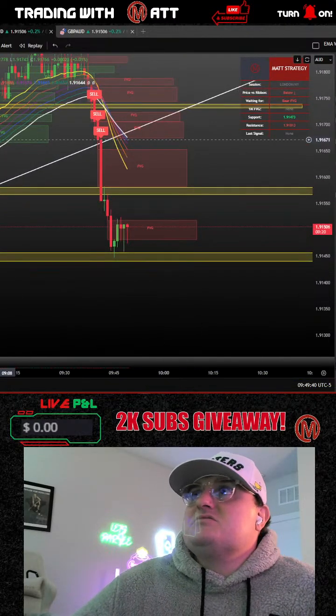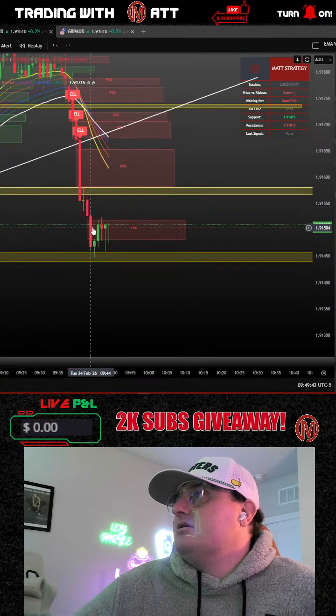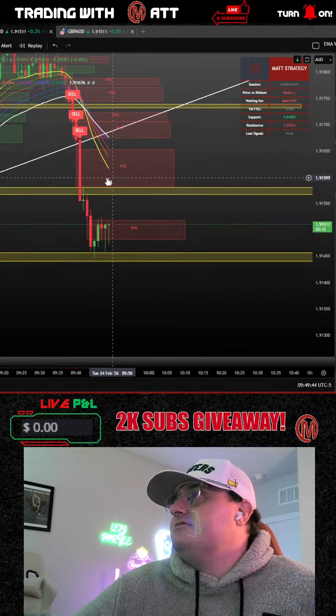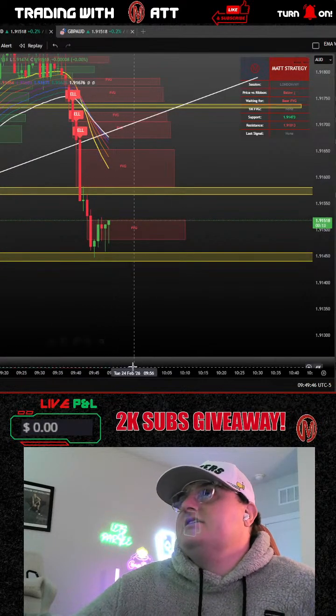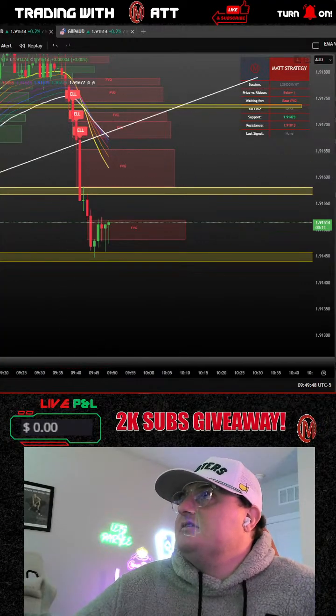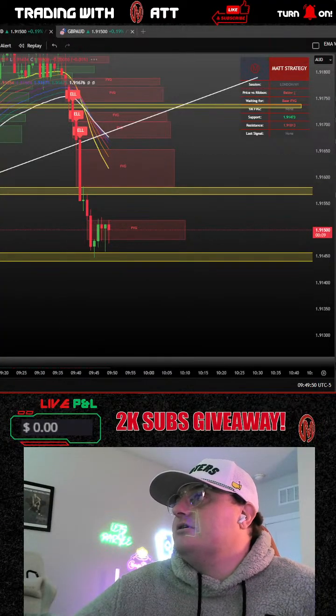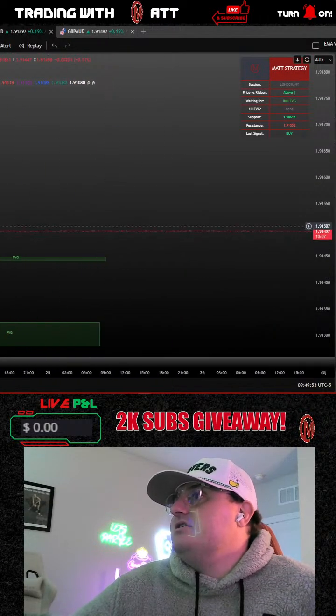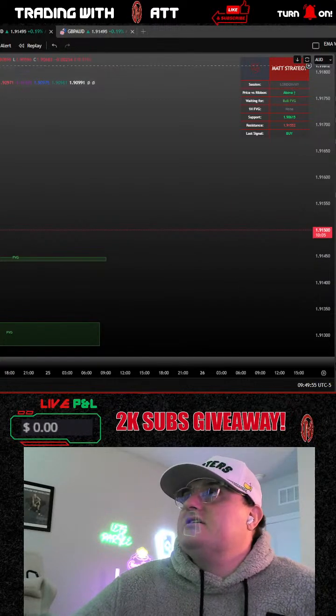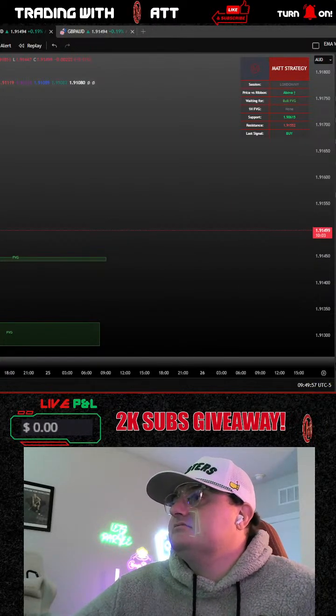So now what we want to see is what's going to happen here. Are we going to come up and retest the EMA ribbon, retest this fair value gap, or are we going to continue to drive down? I have a feeling we're going to retest going into the new hour. I think there's going to be a wick up because you have to have a wick down here for this to be able to keep going.